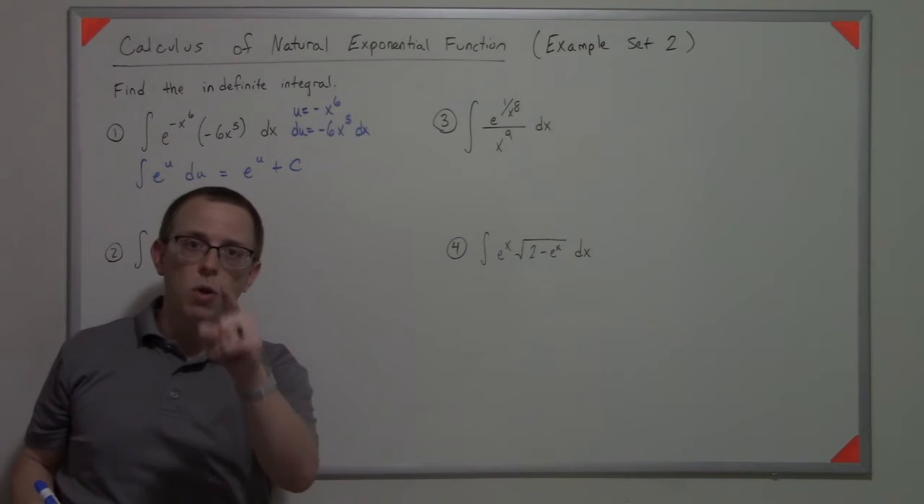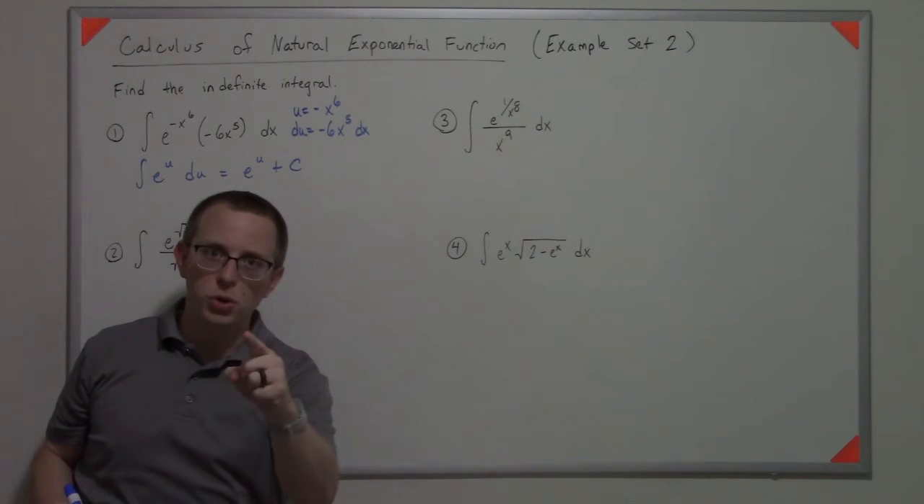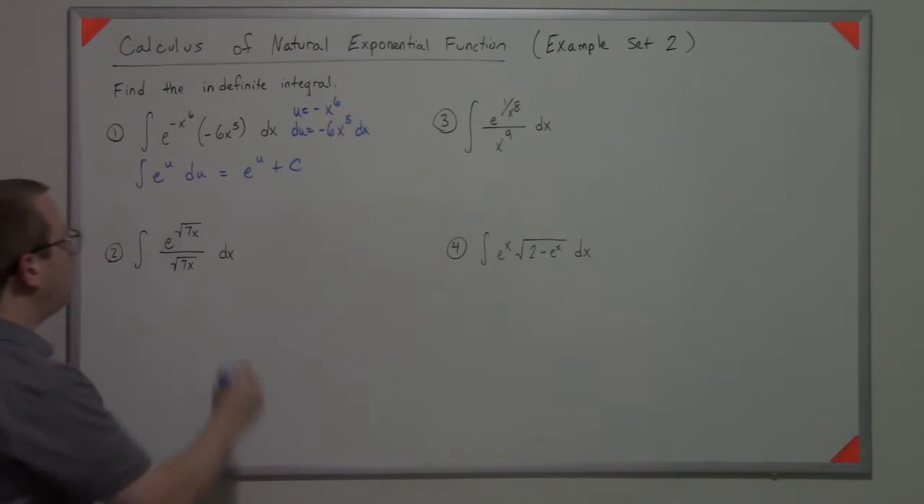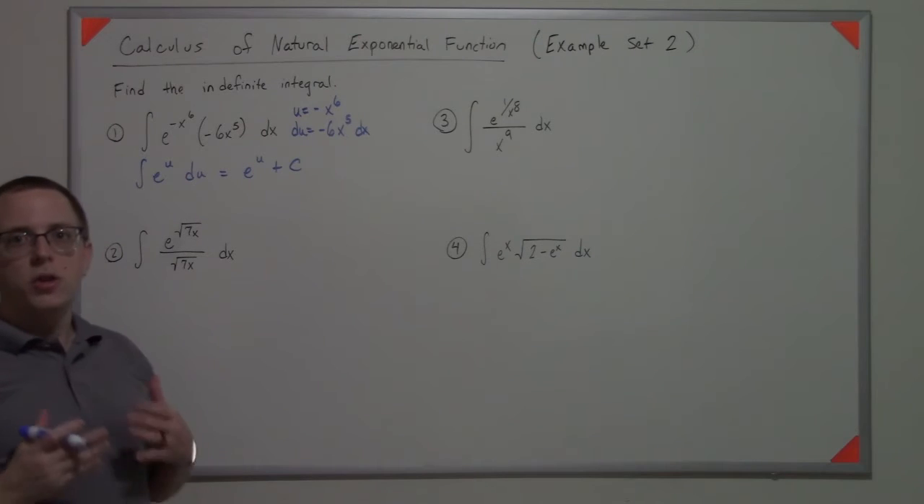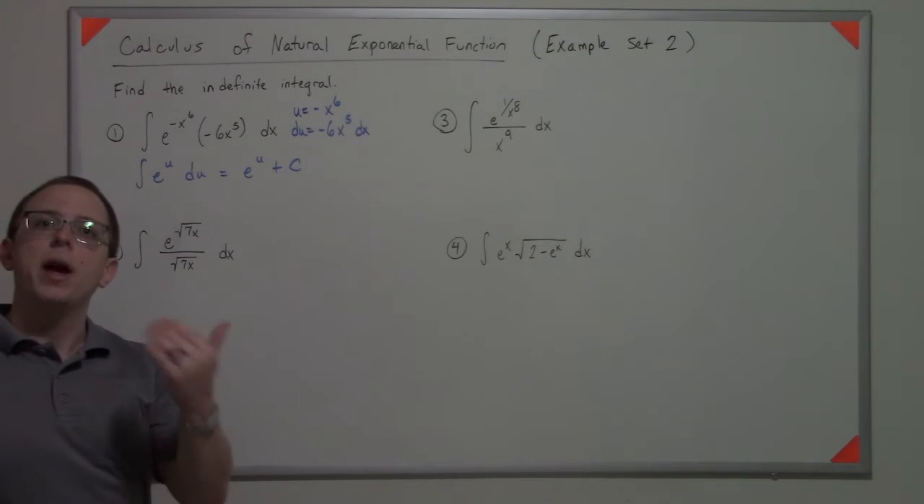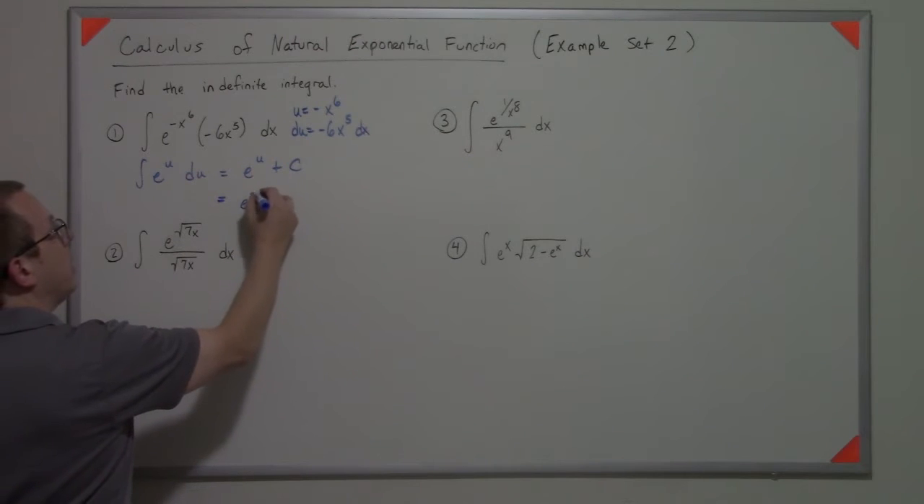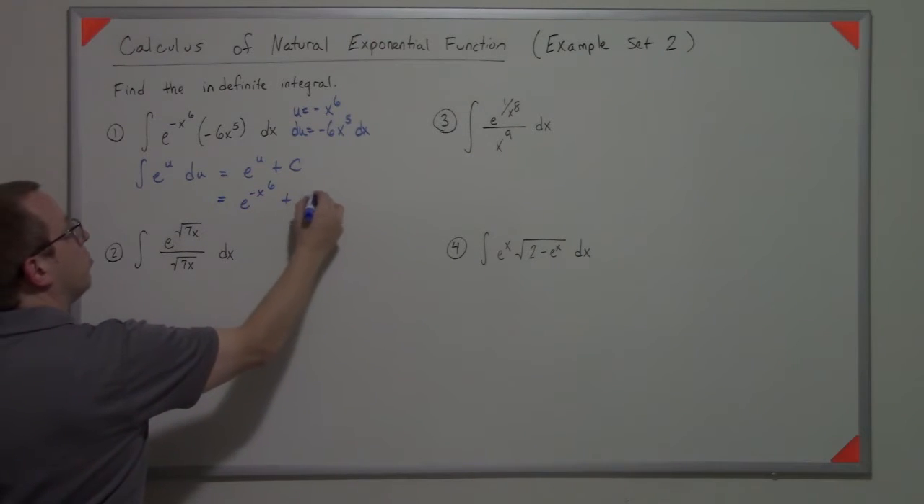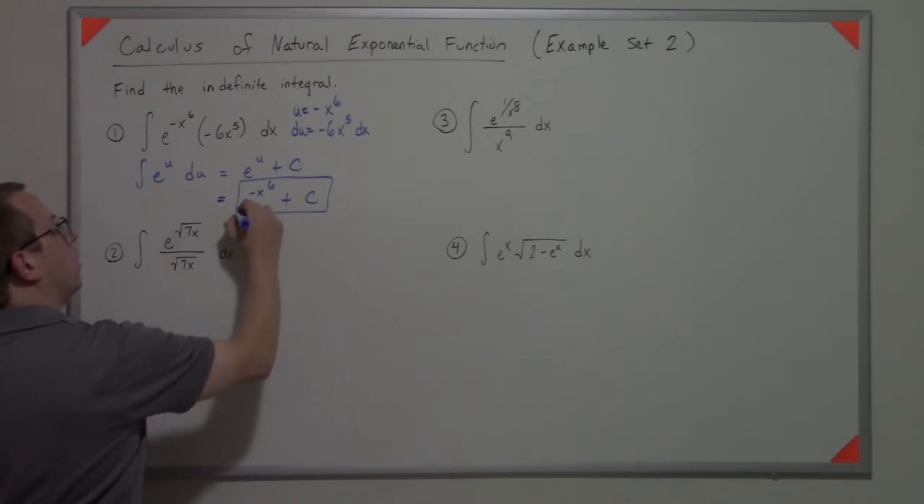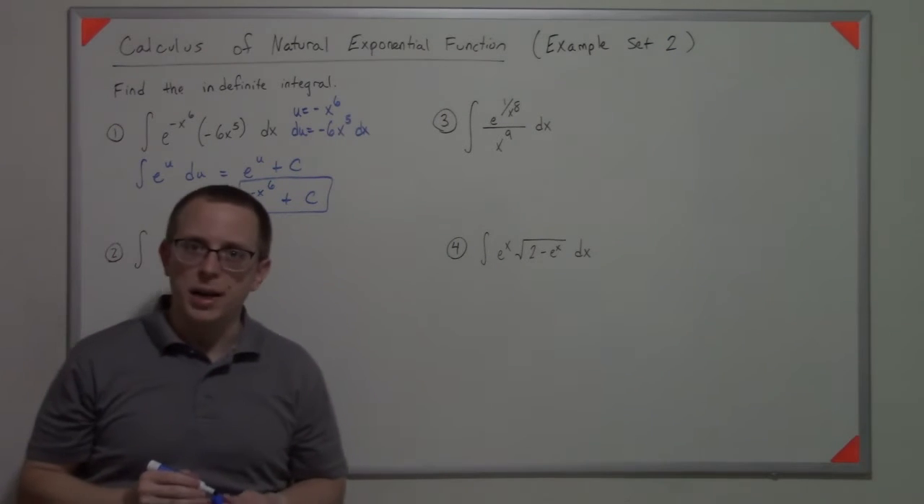Don't forget your arbitrary constant. But we started in x's. We didn't start in u, so we have to go back to x's. So we end up with e to the negative x to the sixth plus c. Simple, clean. I like it.